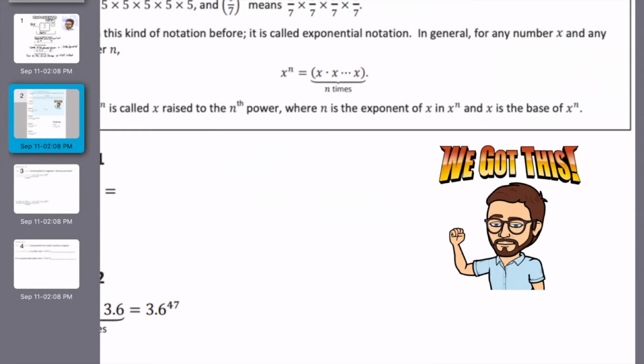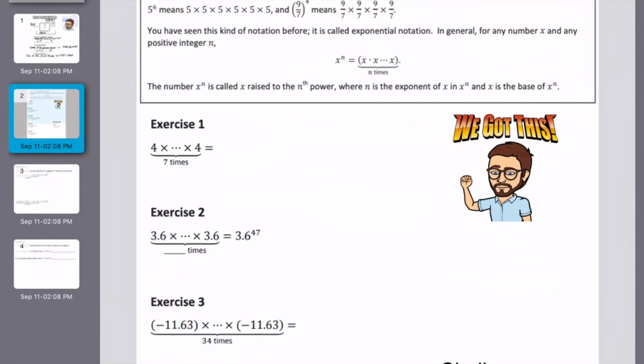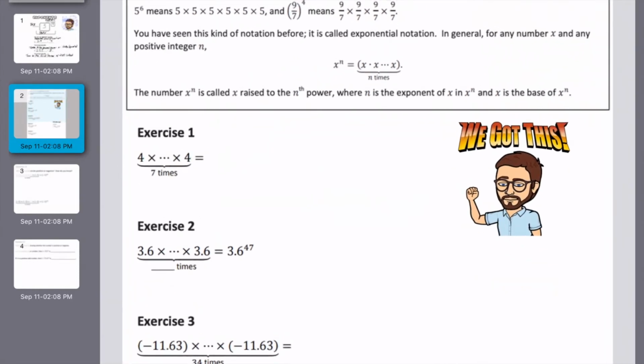And this is just generally giving you a big description. So it's telling you that 5 to the 6 means 5 times 5 times 5 times 5 times, and it keeps on going, okay? You can see that this is essentially repeated multiplication. This is our notation for that. So x to the n power just means that I'm multiplying x n number of times.